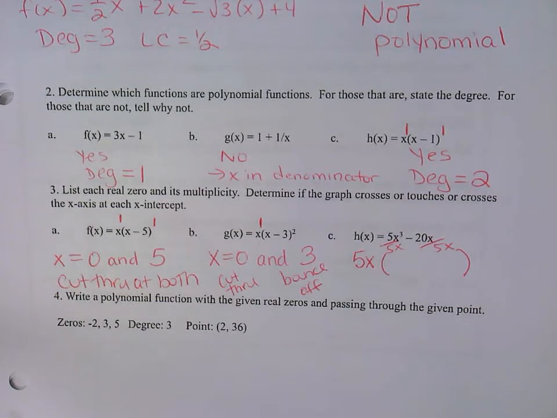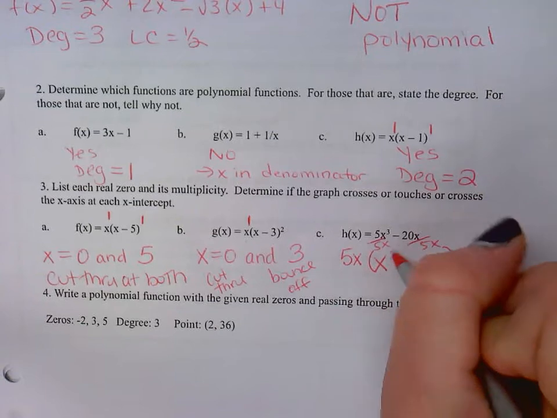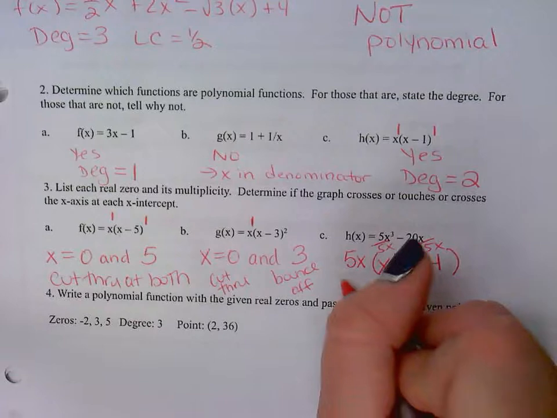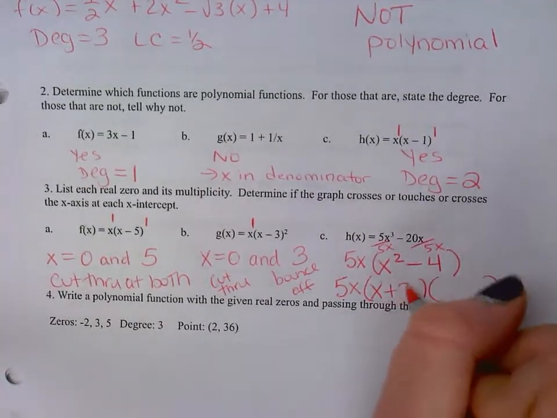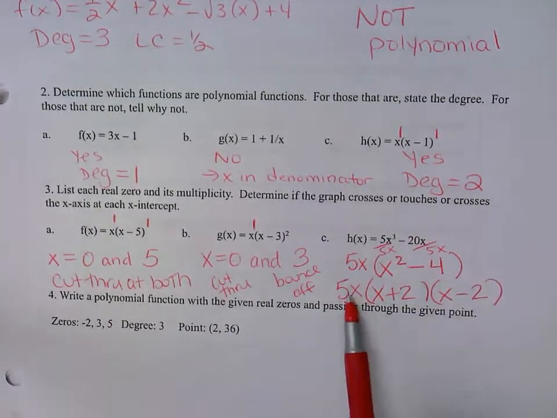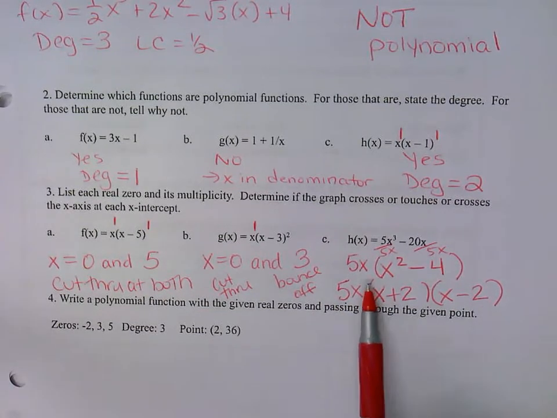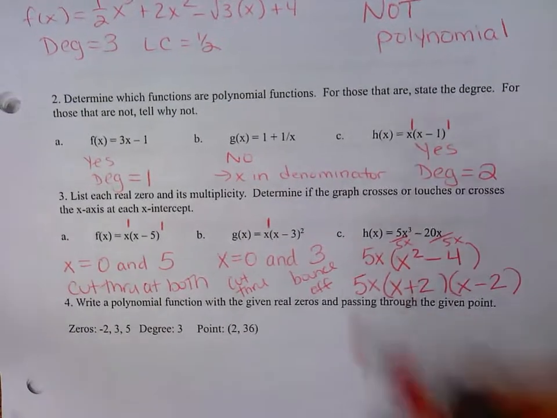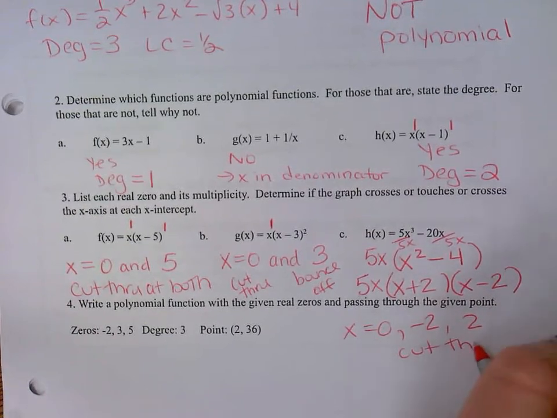So 5x cubed divided by 5x would be what? 5 divided by 5 goes away, but then I'd have x squared minus 4, which is a difference of squares. So I can take this one step further. 5x, x plus 2, x minus 2. So now I'm in fully factored form. I need to be here for multiplicity. So the multiplicity of each is just 1, right? So it's going to be a cut through, cut through, cut through. And x can be 0, negative 2, or positive 2, and they're all cut throughs.